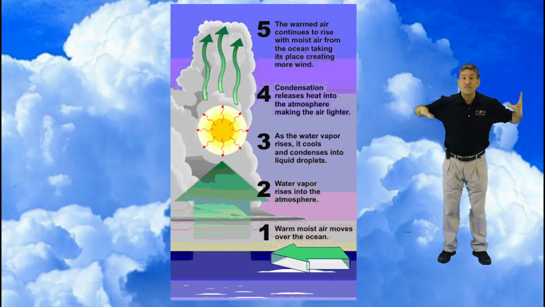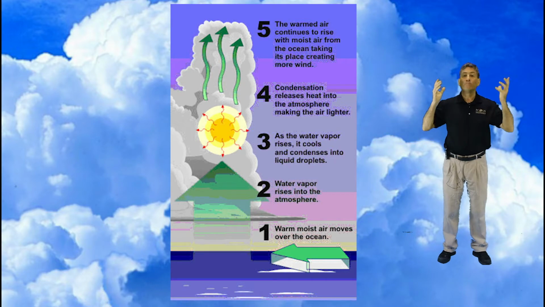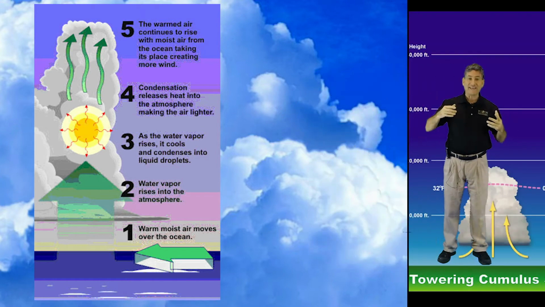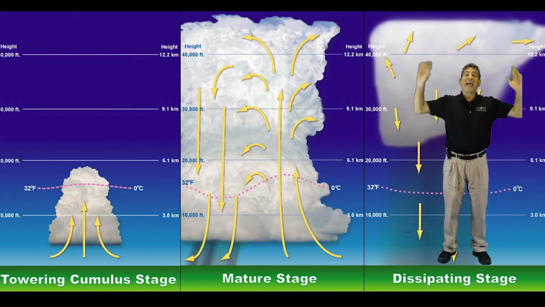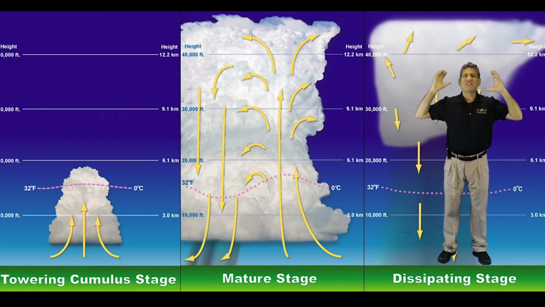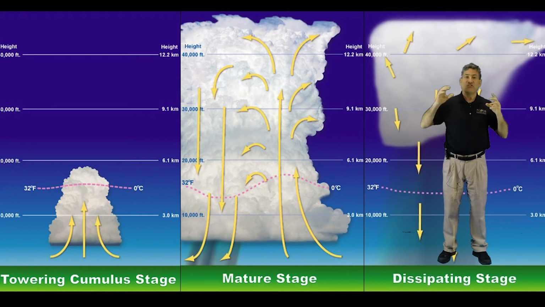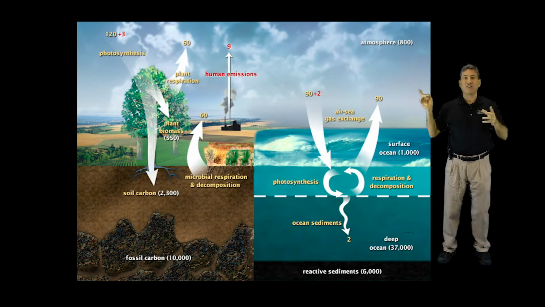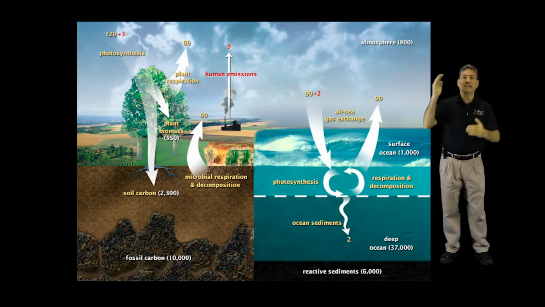The warmed air then rises even higher, drawing up more moisture from the ocean. More vapor then condenses higher in the atmosphere and releases more heat, causing the air to rise further, and so on. The result is towering clouds that dump up to 5 meters of rain per year over some parts of the tropical ocean.